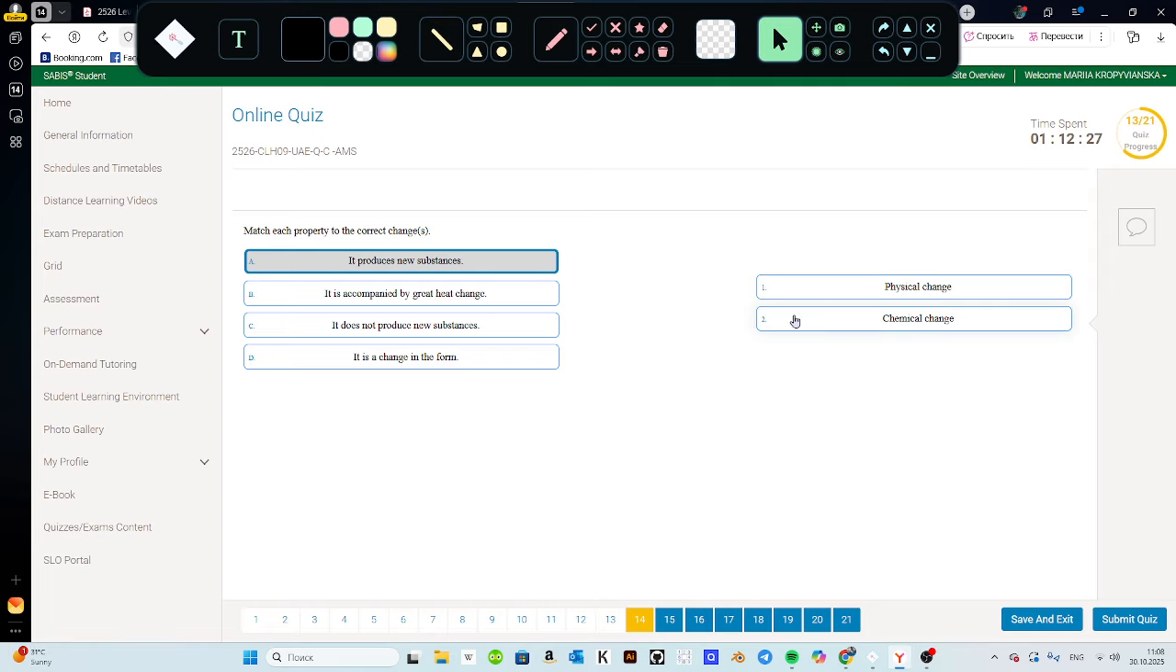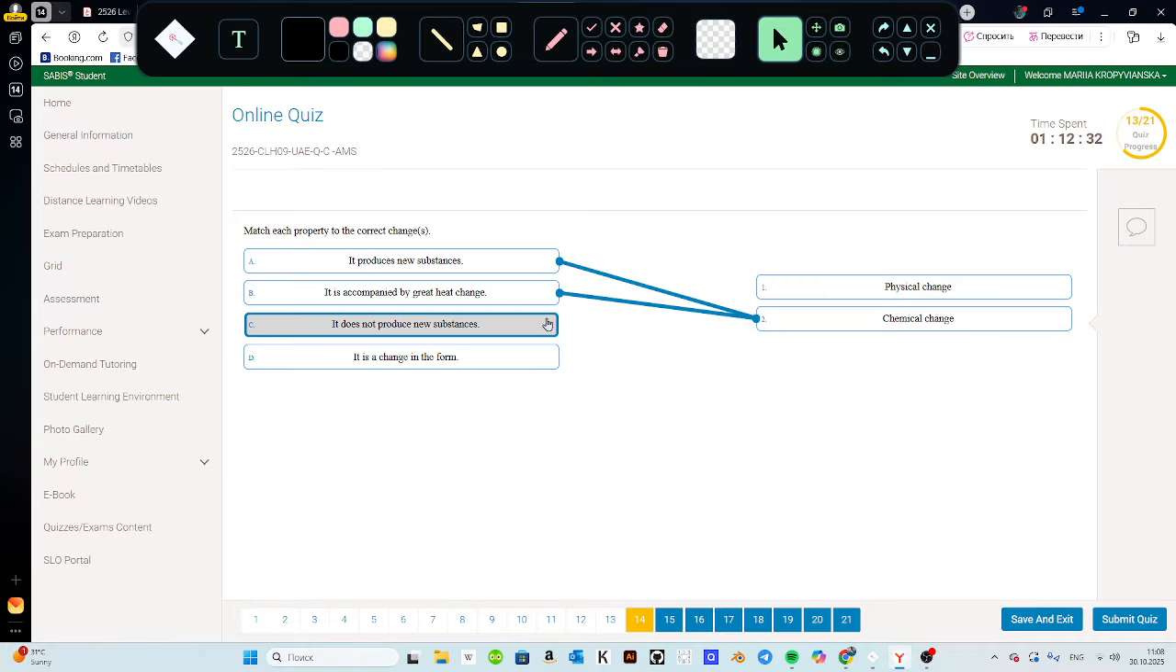So it produces a new substance, that's a chemical change. Heat change is also a chemical change, does not produce... Physical is just a change in form, physical change. So we can go back.